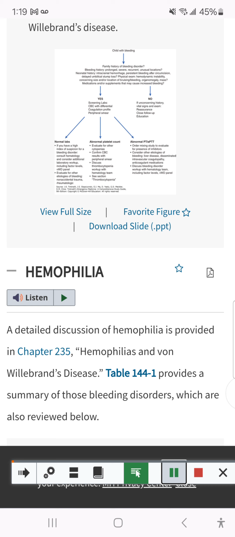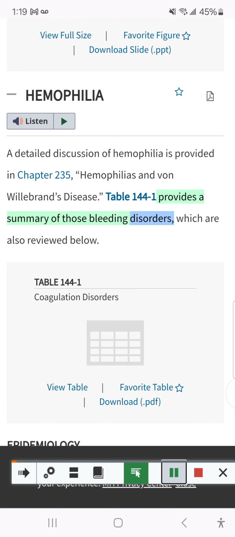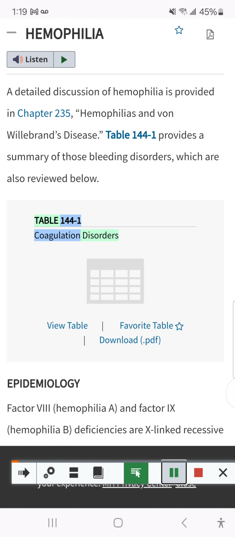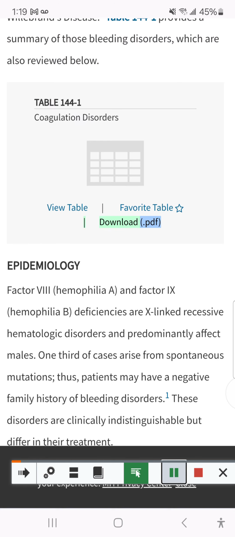Hemophilia. A detailed discussion of hemophilia is provided in Chapter 235, Hemophilias and von Willebrand's disease. Table 144-1 provides a summary of those bleeding disorders, which are also reviewed below. Table 144-1, Coagulation disorders.